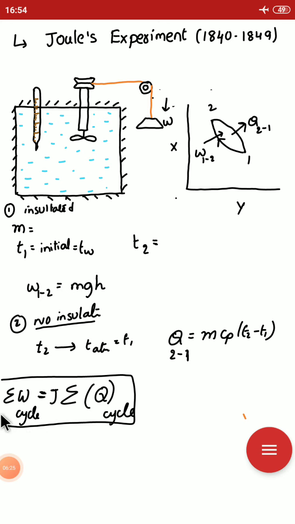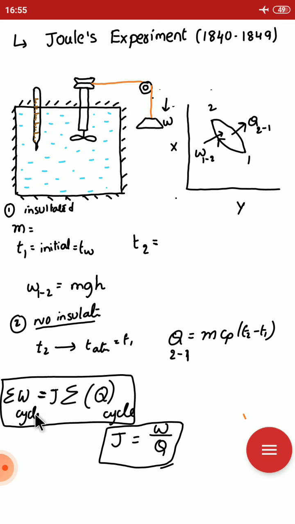He found that J, the ratio of W by Q, is the same for any experiment conducted over a complete cycle. This is from Joule's experiment. This is the first law for a closed system undergoing a cycle. It is accepted as a general law of nature, since no violation has ever been demonstrated.